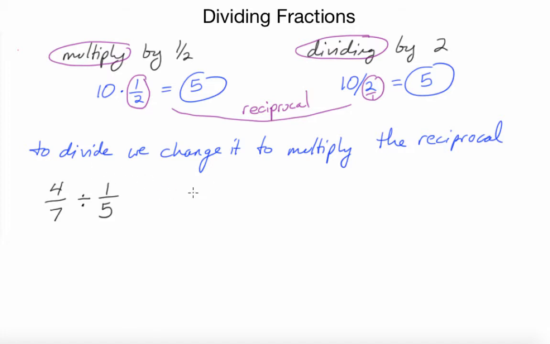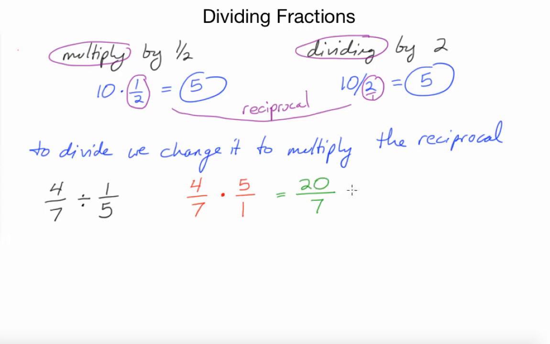So I still have 4/7. You always keep the first number the same, but instead of dividing that by 1/5, I'm going to turn it into a multiplication problem by 5 over 1. That's the reciprocal of 1/5. We looked at multiplication previously. To multiply, we just multiply the numbers straight across. 4 times 5, multiplying the numerators, gives 20. And multiplying the denominators, 7 times 1 gives me 7. So 4/7 divided by 1/5 is equal to 20/7.